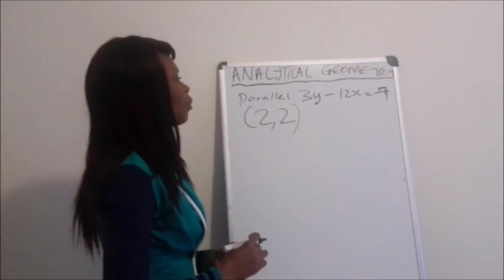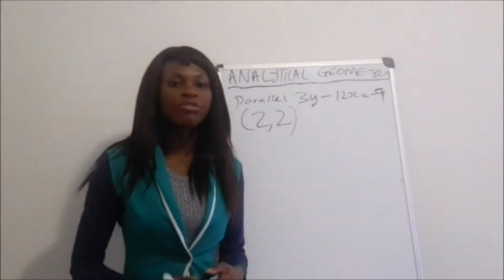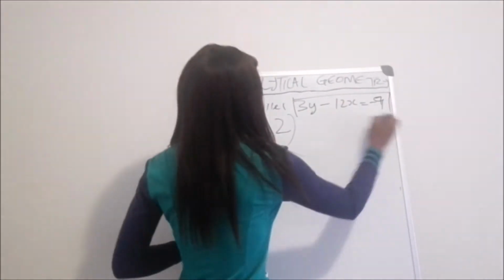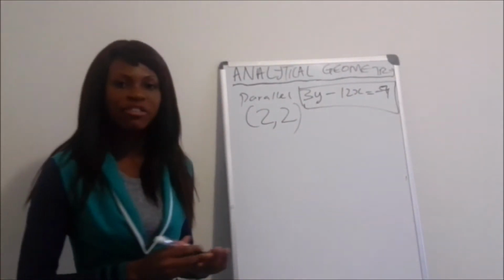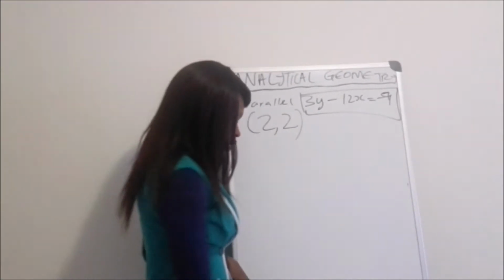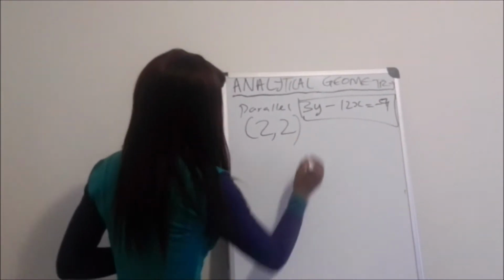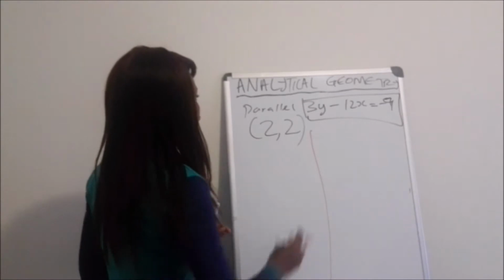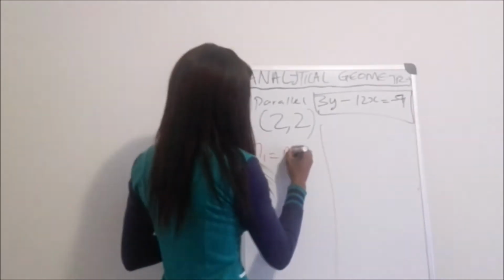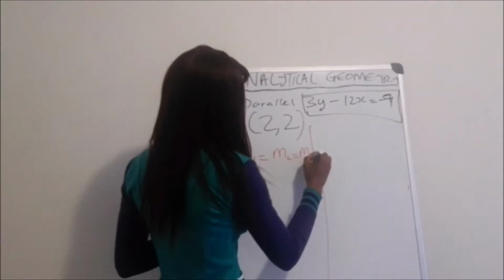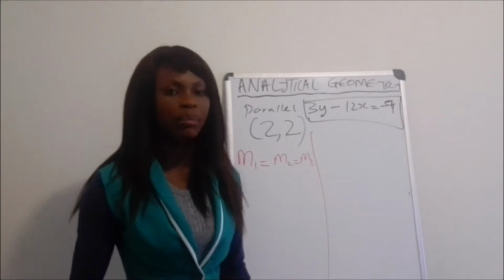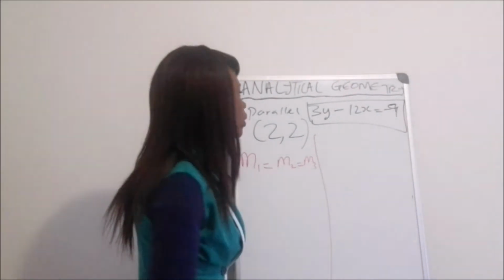We are asked to find an equation of a line which is parallel to the line with this equation, and the line we have to find is passing through the point (2, 2). So what we do is find the gradient. We know that for parallel lines, m1 = m2 = m3, and so on. When you are dealing with parallel lines, the gradients are always equal.